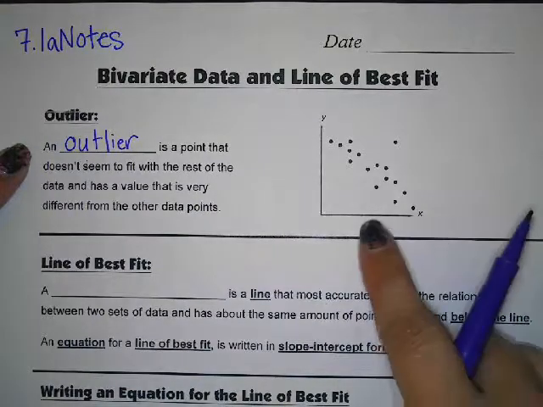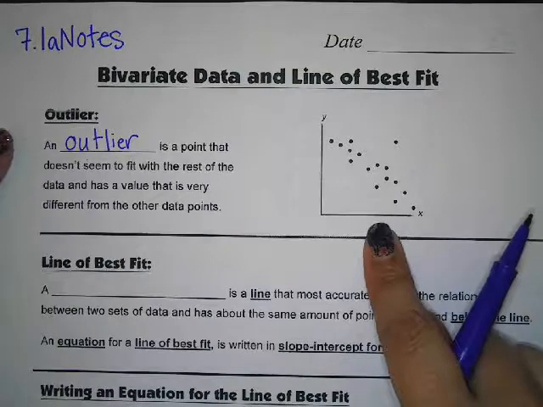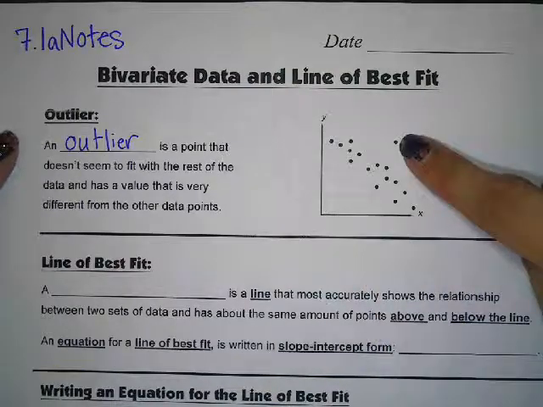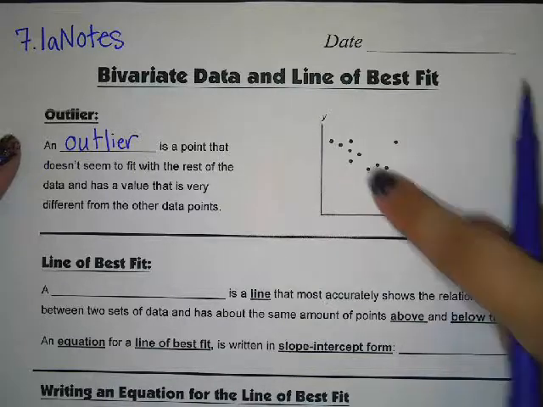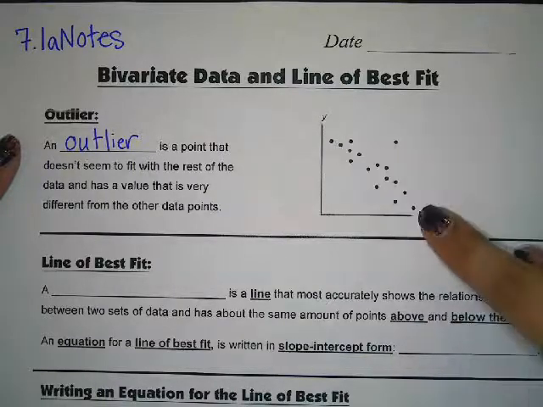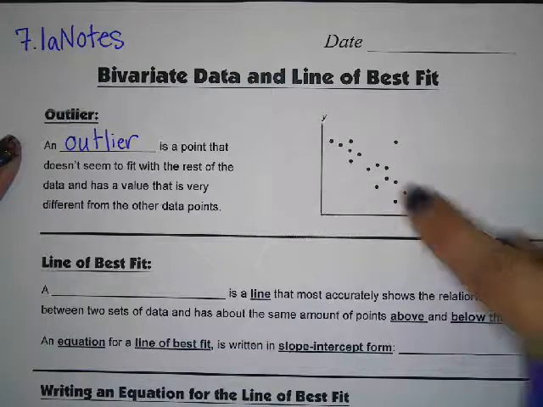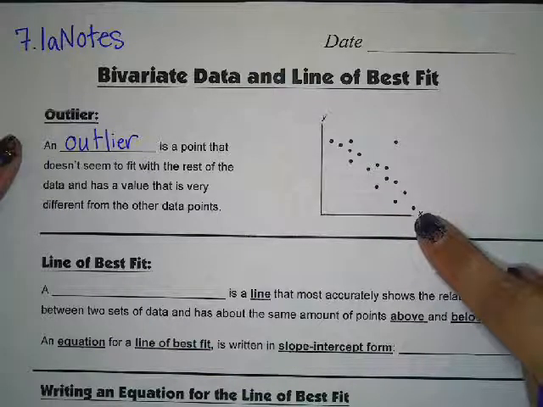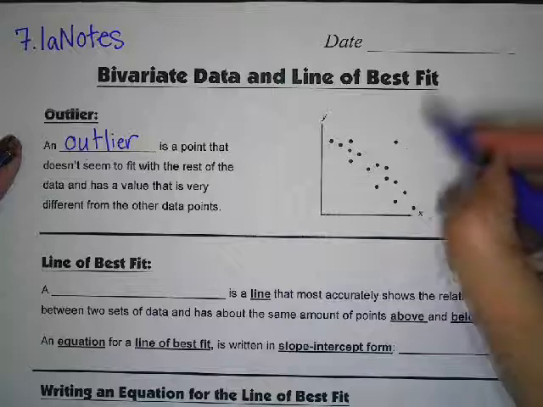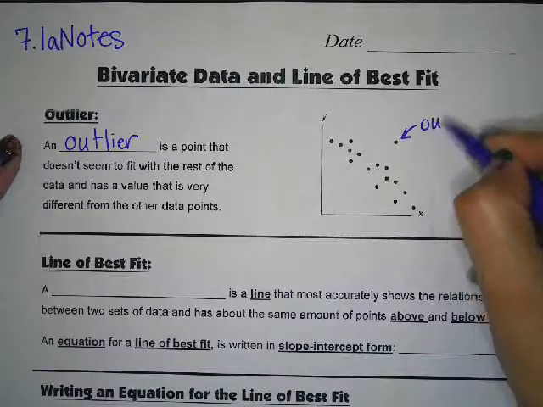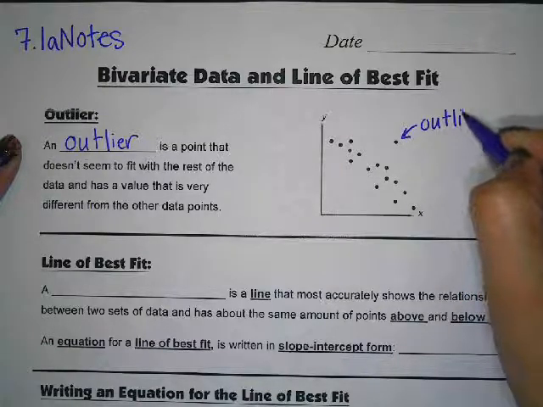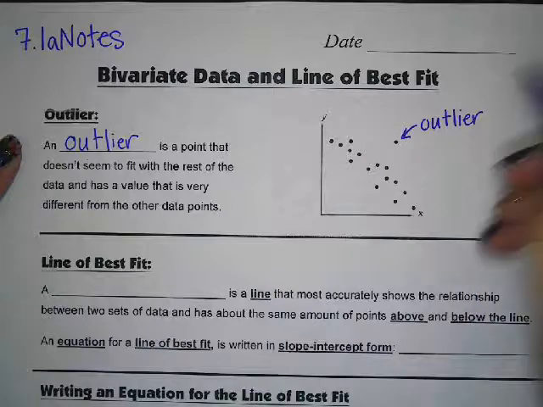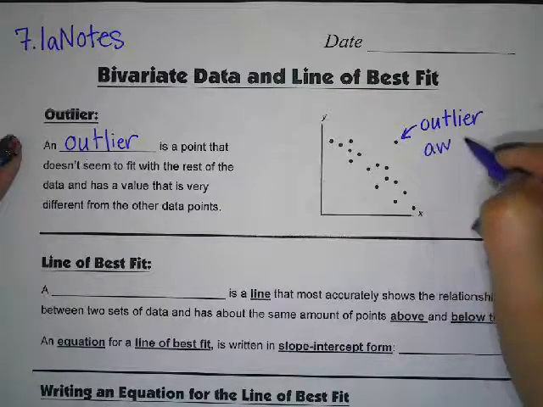So looking at the scatter plot over to the right-hand side, notice that one of these dots is far away from all of the other dots. So we can see that this is kind of a negative correlation because all of the dots are kind of going downward here. But this dot out here is the outlier, because it's away from all the other points.